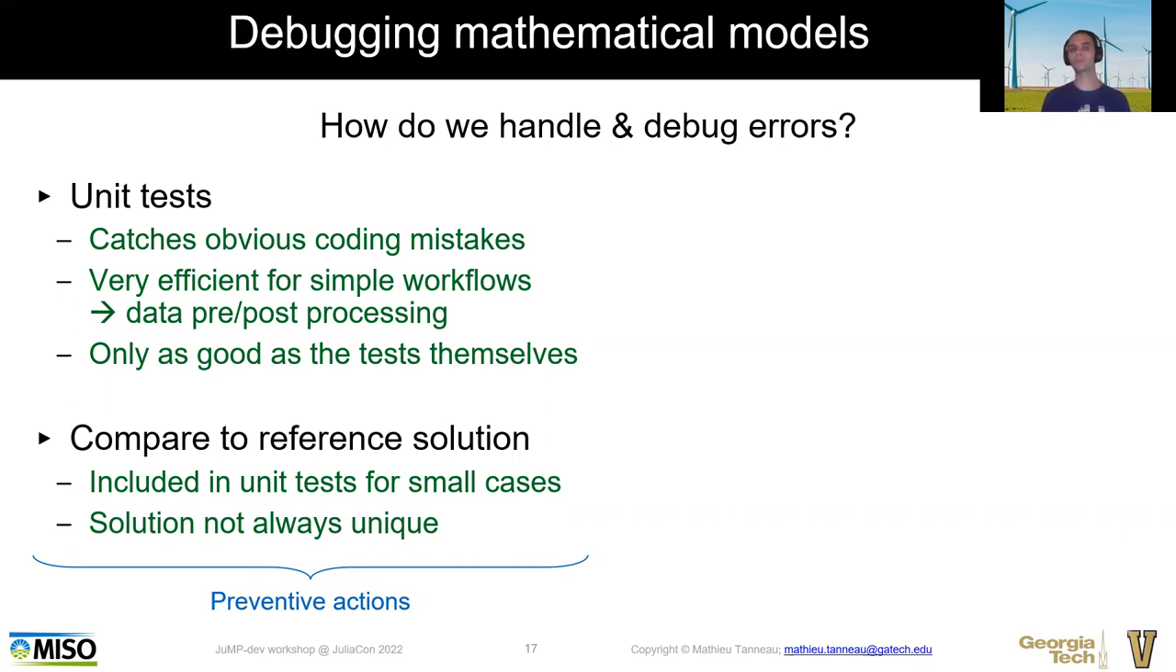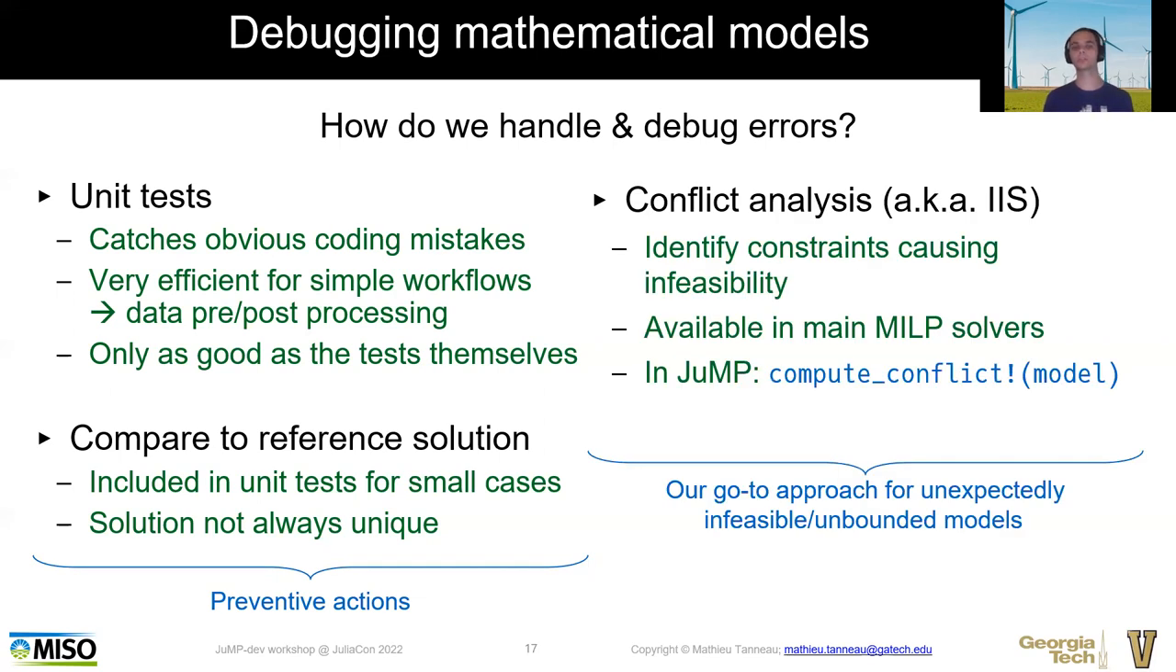A tool that we found extremely useful for doing that is called conflict analysis. It's also known as finding an irreducible inconsistent subsystem. The idea here is to identify the constraints that are causing the infeasibility in the problem and have only a very small subset of constraints that together is enough to cause infeasibility. This is a functionality that is available in all the main MIP solvers like Gurobi or CPLEX.